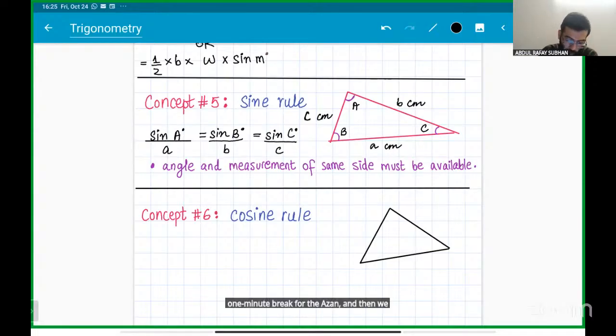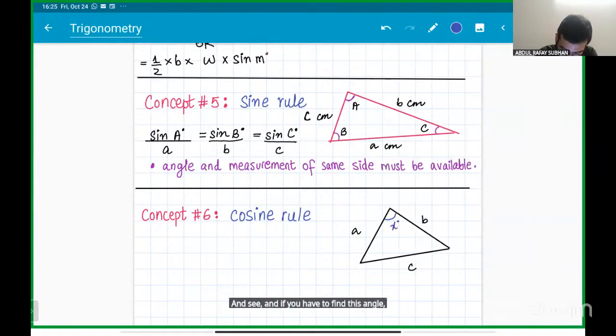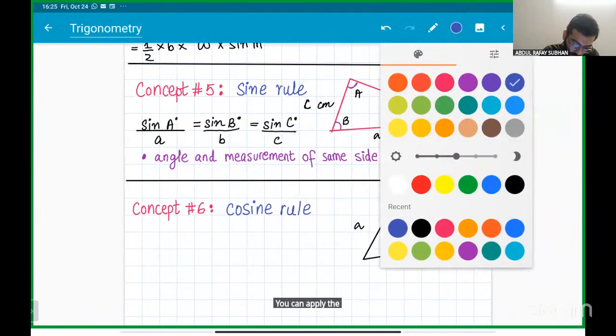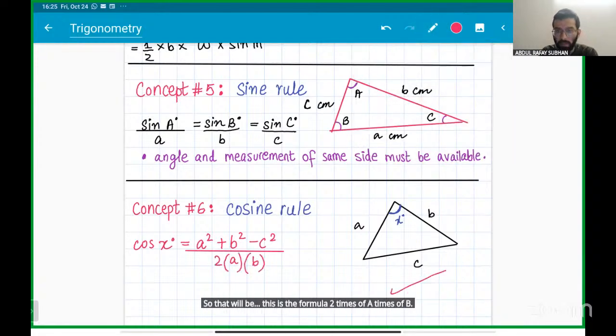Okay, let's continue. So what we have in the cosine rule is, let's say, all the measurements are available. Let's call them A, B, and C. And if you have to find this angle, let's call it X, and all three measurements are available, you can apply the cosine rule. So cos X is equal to the adjacent sides added and the opposite side subtracted. This is the formula, over 2 times A times B, based on the diagram.